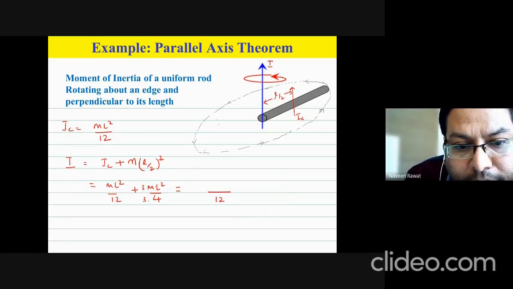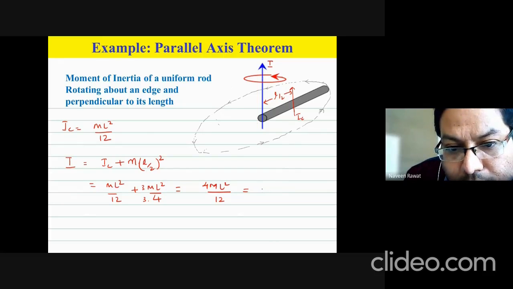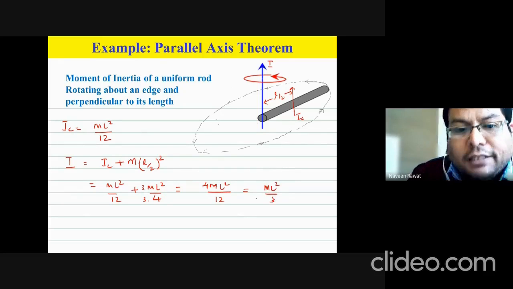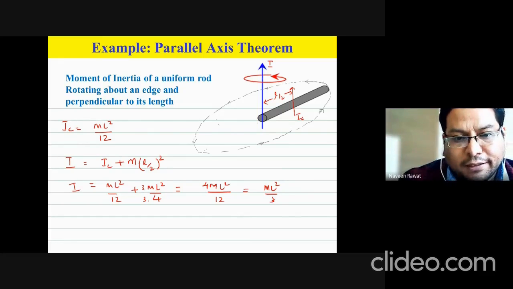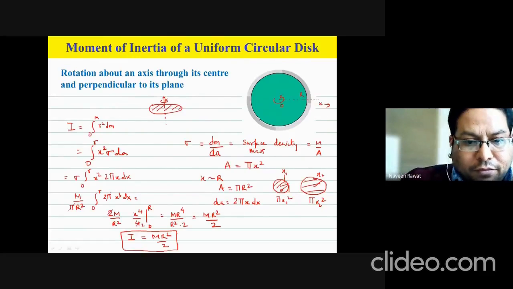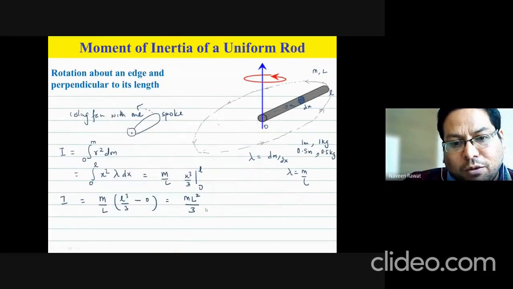So you get 3 ml square plus ml square becomes 4 ml square, and there you go. 4 by 12 is 3. So you get ml square by 3. Okay? And that is the result that we had just got when we tried to solve the case for the rod that was rotating about this axis, right? Ml square by 3. So again, we get the same expression, okay?